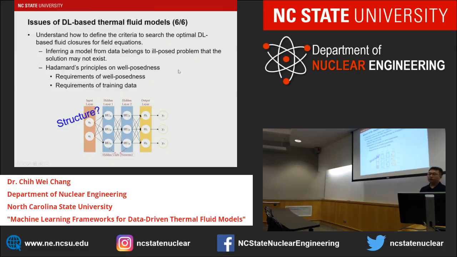The last one is that we need to define the criteria to search for the optimal deep learning-based fluid closure models. The deep learning model is non-parametric. We can freely decide the structure by using 2 layers, 3 layers, 4 layers, and we can increase to many layers. For commercial applications, like GoogleNet, they are using more than 100 layers. So how do we determine the optimal structure for the fluid dynamic closures? That would be a very important issue.